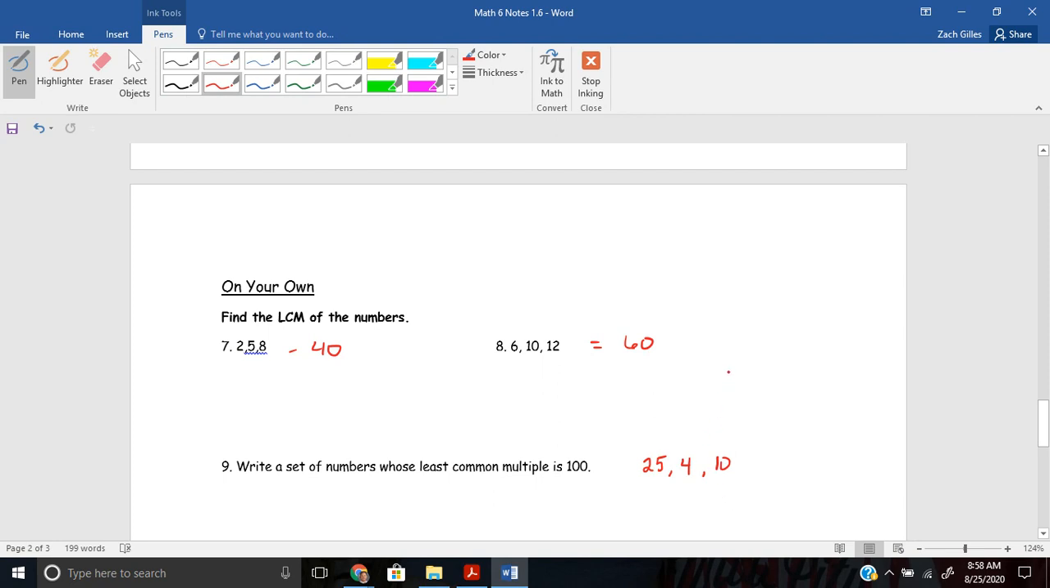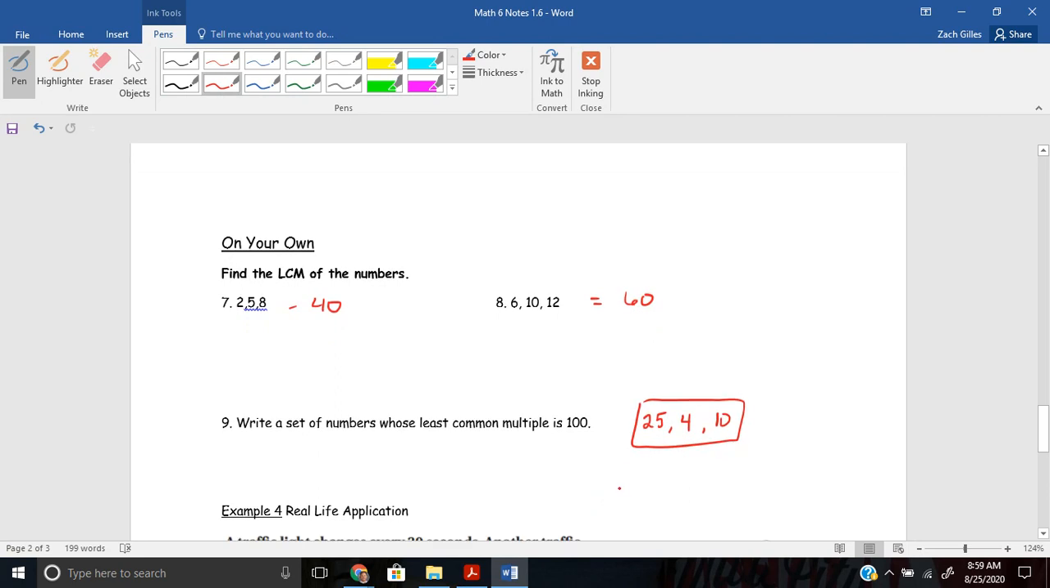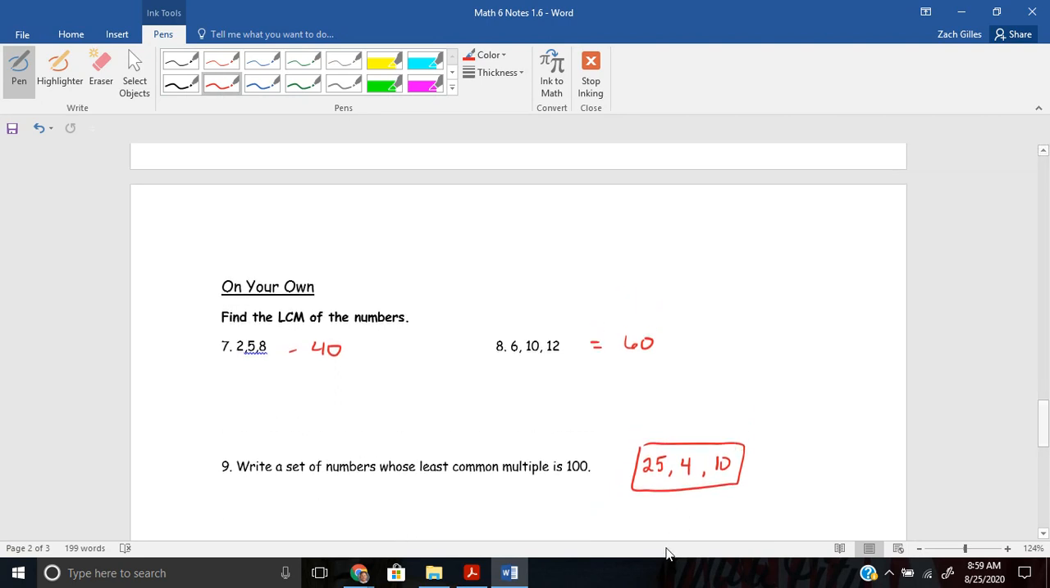Okay, so let's see if that makes sense. Multiples of 25, so it'll be 25, 50, 75, 100. So, yep. 4 times 25 would give me 100, and 10 times 10 would give me 100. So, this is one set of numbers that would work. Now, it's not the only one. So, you might have something different. Maybe check with me or double check to make sure that makes sense.